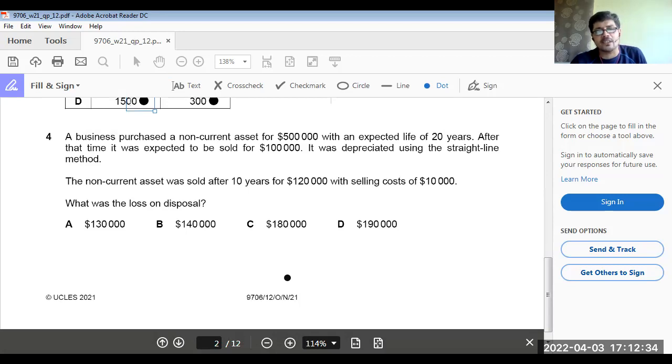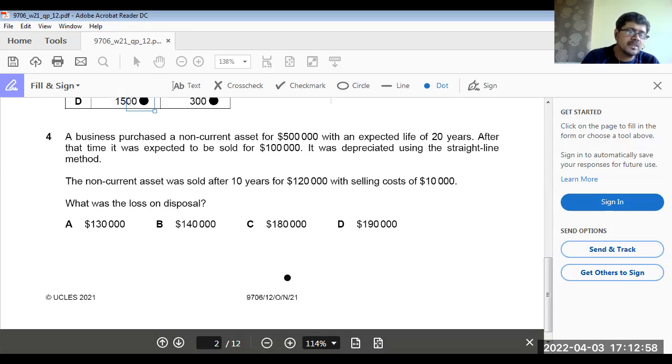A business purchased a non-current asset for $500,000 with an expected life of 20 years. After that time, it was expected to be sold for $100,000. It was depreciated using the straight line method. The non-current asset was sold after 10 years for $120,000 with selling cost $10,000. So what was the loss on disposal?